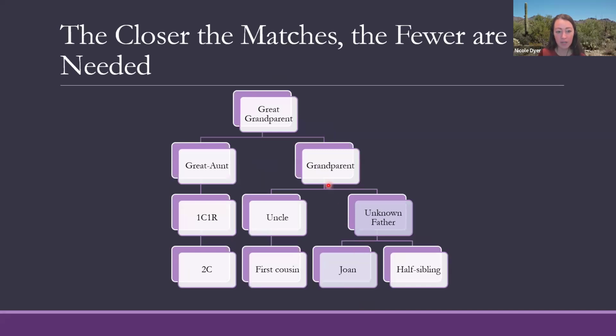But let's say we're working on a more distant question. So the question is, who's the parent of this grandparent? So this is the relationship we're working on. And we've got a second cousin match. That's a pretty close match. And if we have that match, it can help us solve the research question. And we may not need more than two or three of these second cousin level matches. But if we only have third cousins and fourth cousin matches, then we'll probably need to have more of them to help us figure out the answer.